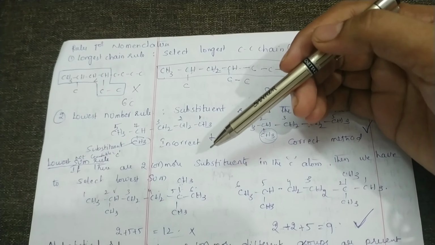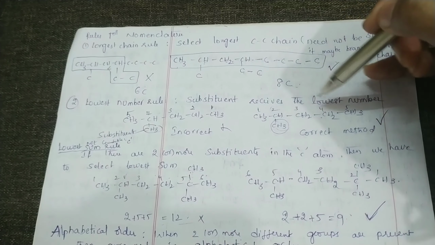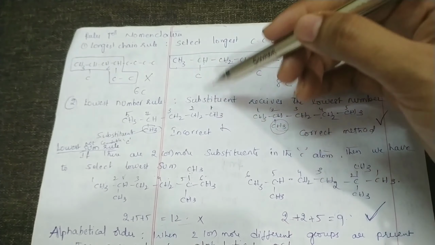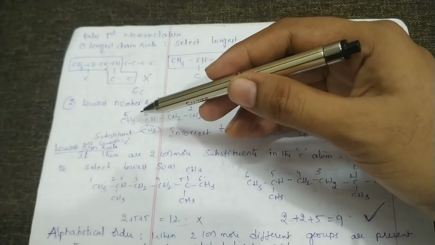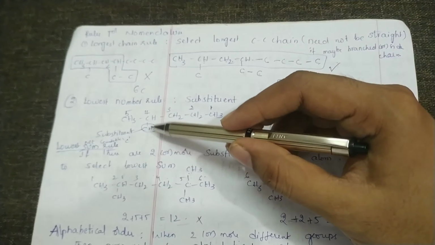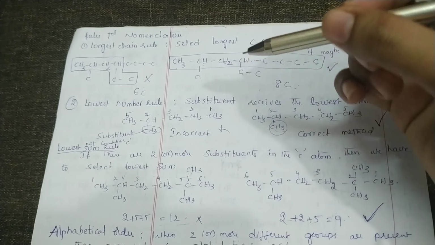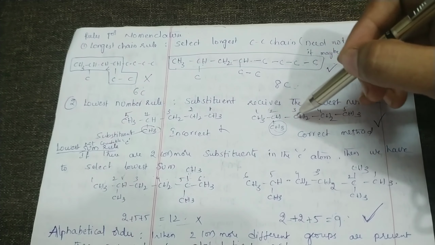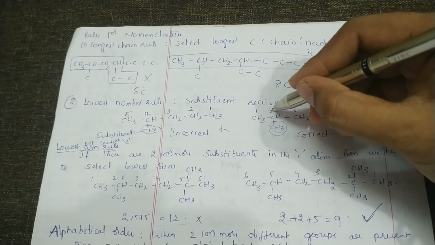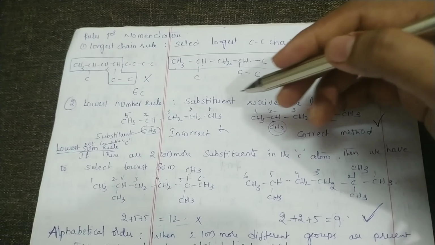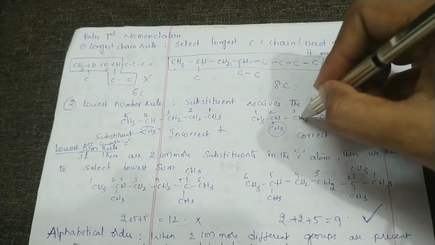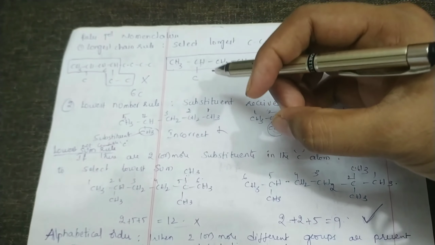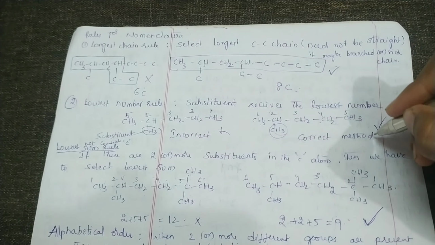Next, coming to the lowest number rule. Substituents receive the lowest number. Substituent means not counted in the parent chain, that means the carbon chain. This is the substituent in this compound. If you give the numbers from this side, 1 2 3 4 5, the substituent receives the number 2. If you give the numbers from this side, 1 2 3 4 5, here the substituent receives the number 4. So what is the lowest number? 2 is the lowest number, so this is the correct way.